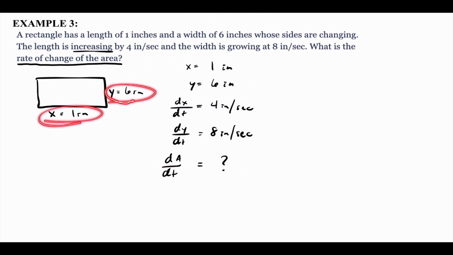So what do I need? Area. Do I know area? No. What do I have? What do I have? Okay, which are what?